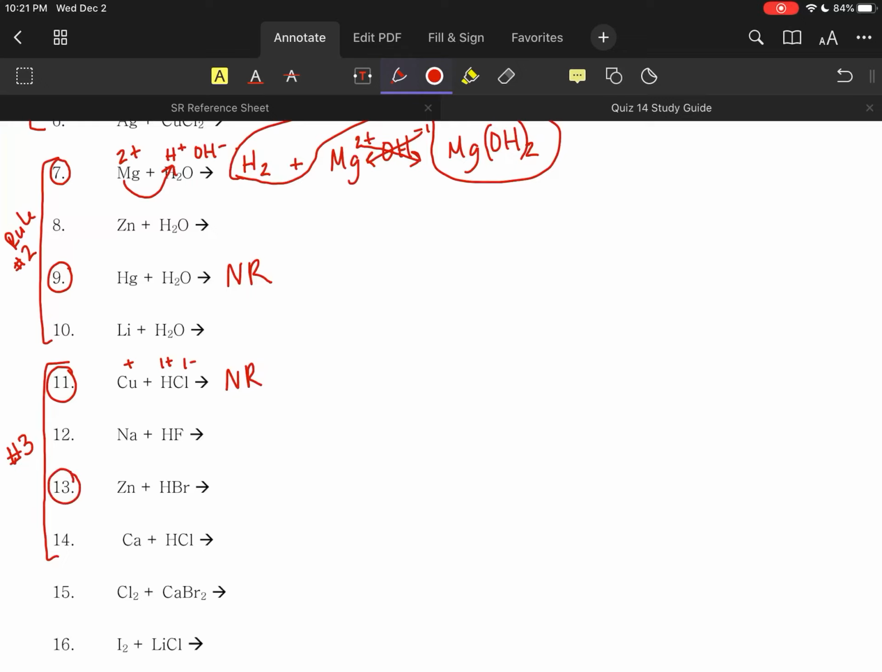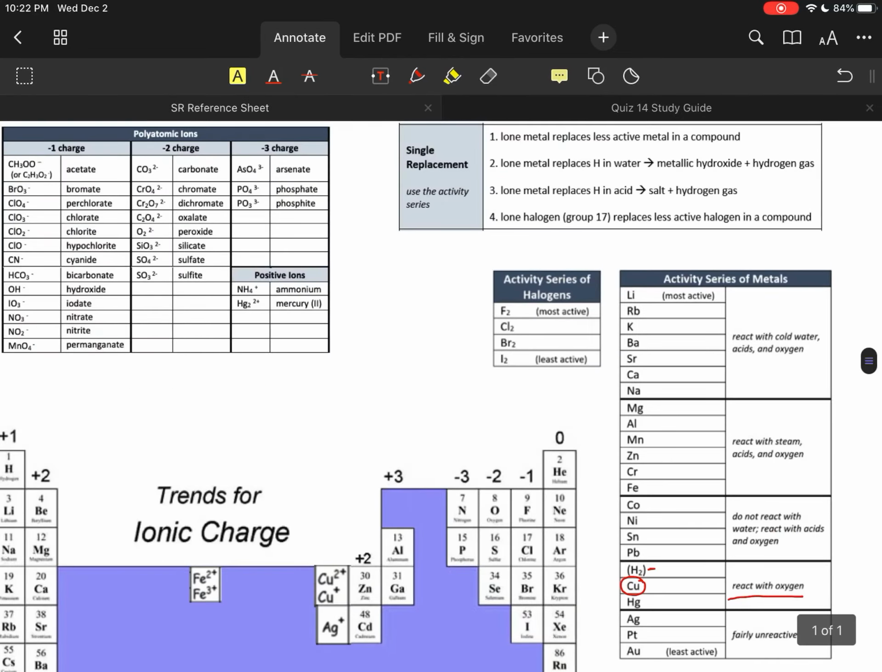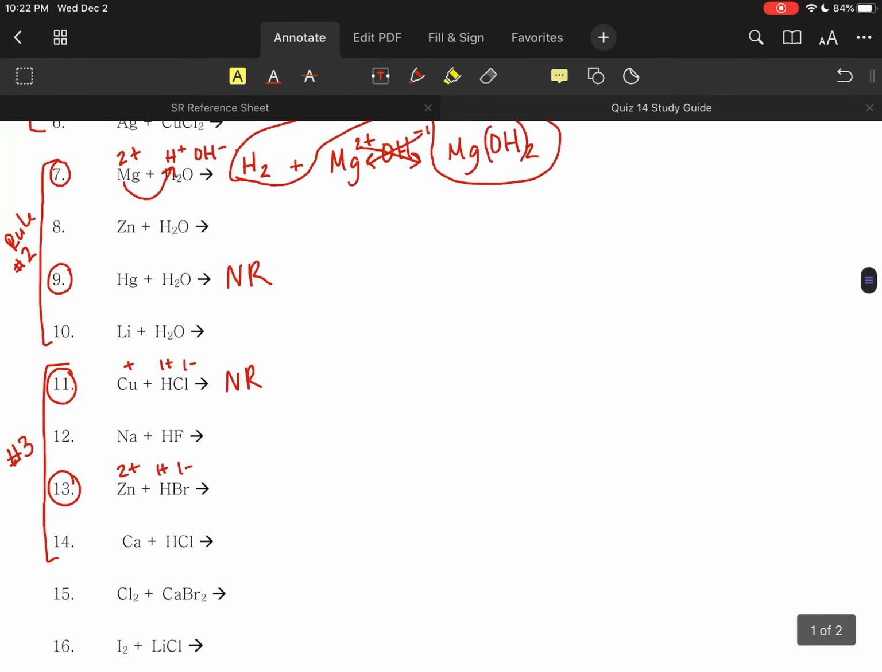Let's look at 13. 13, zinc is a 2+, hydrogen is 1+, and bromine is 1-. That means zinc is going to try to swap with hydrogen. So let's look at my activity series. Zinc is located right here. It says it reacts with acids and it is above hydrogen. So my reaction will take place.